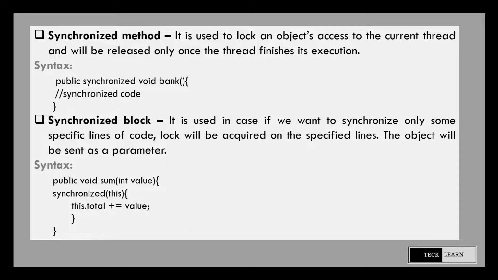Syntax for this is as shown below. Next is synchronized block. It is used in case we want to synchronize only some specific lines of code, and the lock will be acquired on the specified lines. The object will be sent as a parameter. Syntax for this is as shown below.